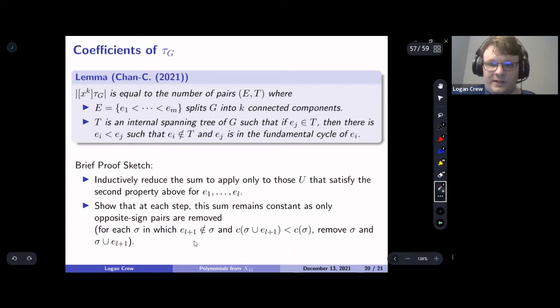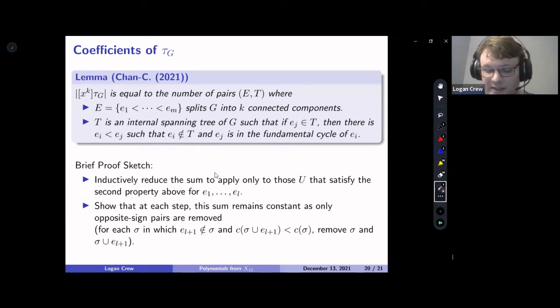Basically, the short summary of this is that at each step, we're going to remove pairs of elements that have opposite signs. In particular, for each sigma, which is an element of this broken circuit complex, if we've already done this process for edges E1 up through EL, and EL plus 1 is not in sigma, and adding it would properly decrease the number of connected components, then we can remove sigma and sigma union that edge. Then the bulk of this proof consists of showing that A, both sigma and sigma union that edge are still in the set at this point, and B, that this actually removes all of the subsets of U over time that would be a problem.